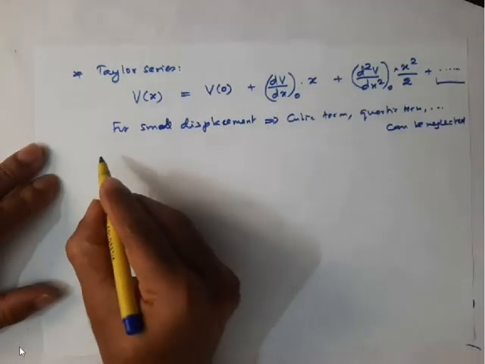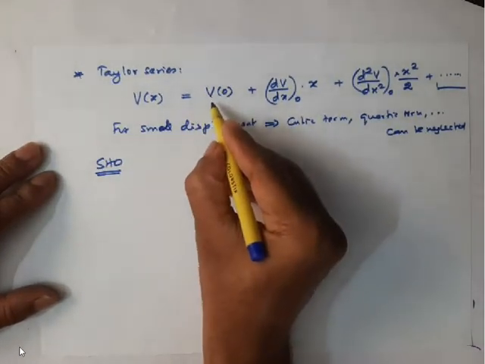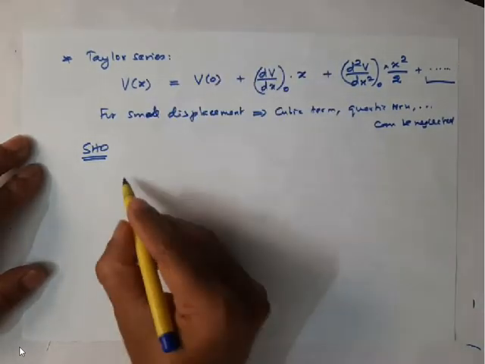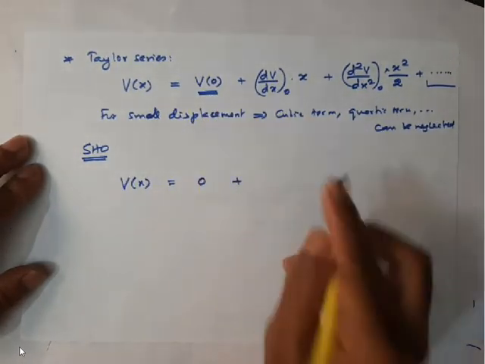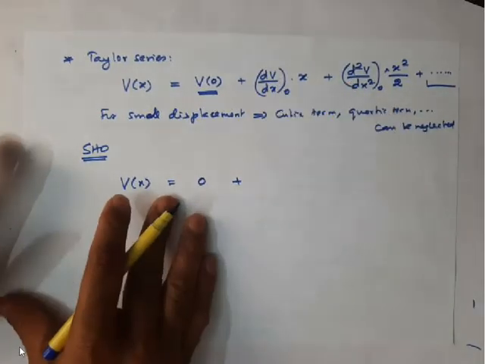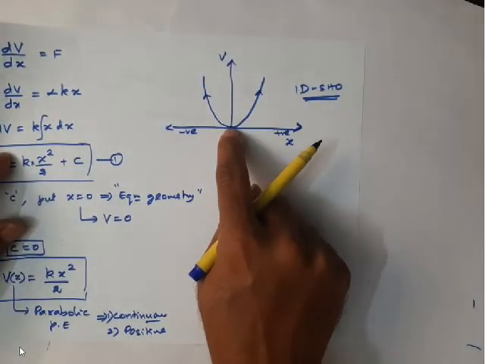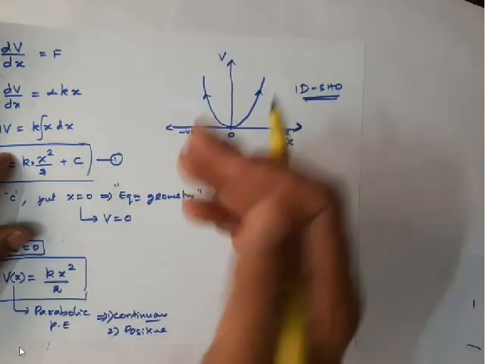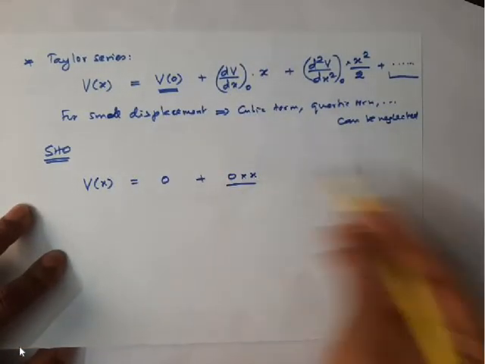Then for a simple harmonic oscillator, we have said that the potential energy at equilibrium geometry is 0. So the potential energy equals 0 plus the change in potential energy, dV by dx. See, we have a minima here, at x equal to 0. At a minima or maxima, you know very well, the first derivative value is 0. Therefore 0 into x becomes 0.